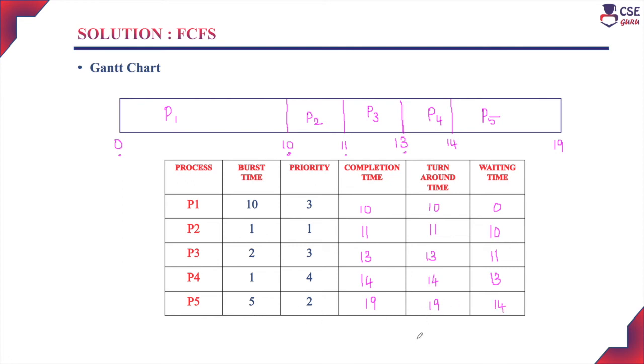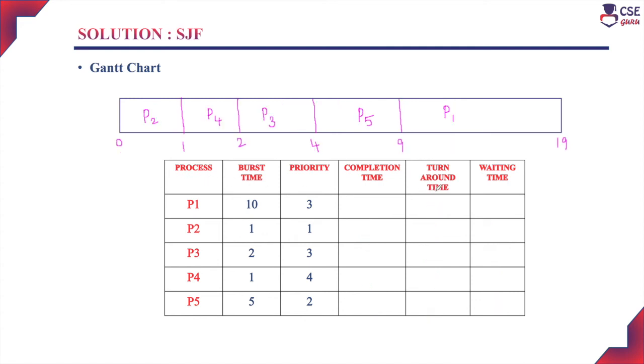Next, we need to find the average turnaround time and average waiting time. Average turnaround time is nothing but the sum of the turnaround time of all the processes, that is 67, divided by the number of processes, 5. So the average turnaround time is 13.4 milliseconds. Next, the average waiting time is the sum of the waiting time of all the processes, that is 48, divided by the number of processes, 5. It is 9.6 milliseconds.